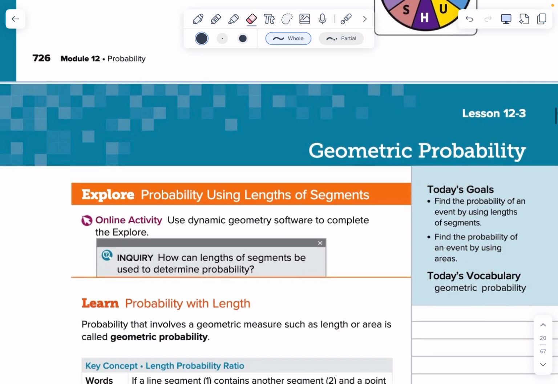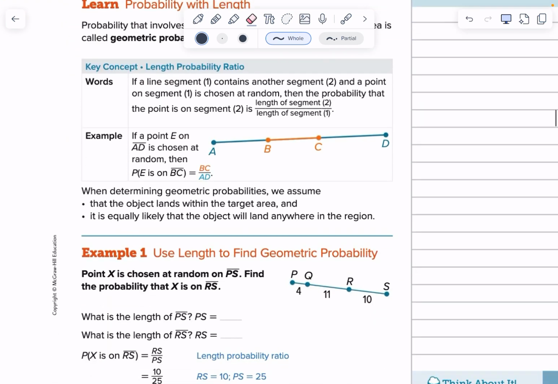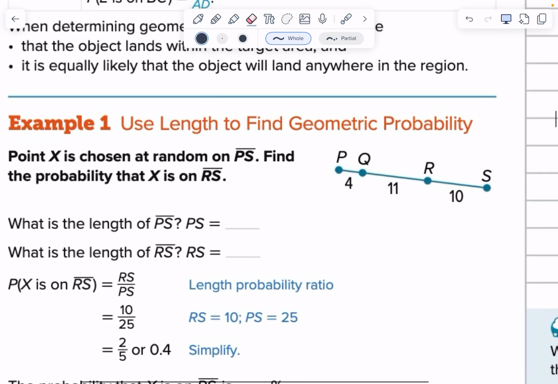Geometric probability. This is 2 through 28 evens. Geometric probability. This is probability involving geometry. All right, so first things first, they give you something fairly easy, but still maybe a little bit complicated. So let's take a look at this. Let's just dive right into example 1.